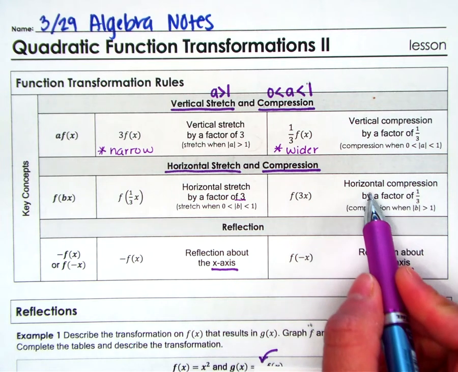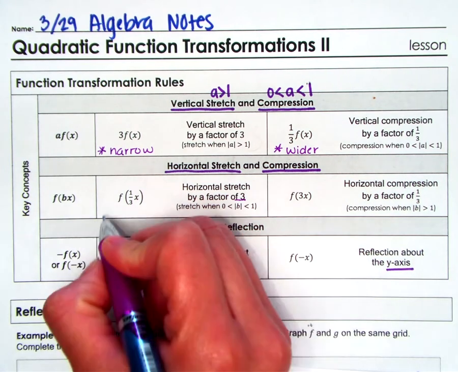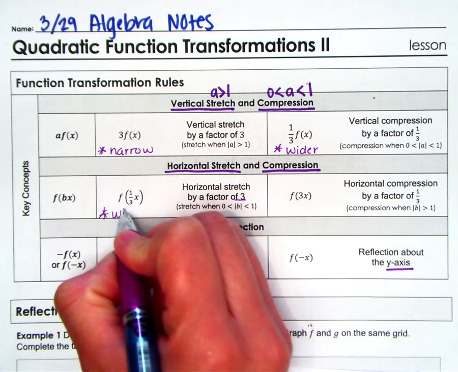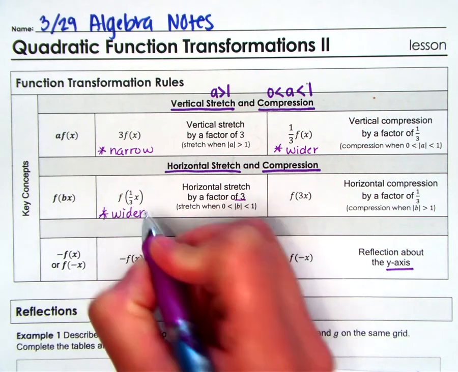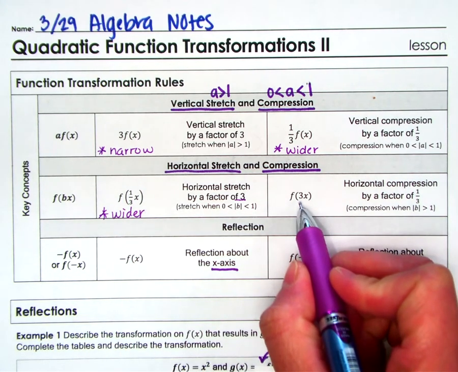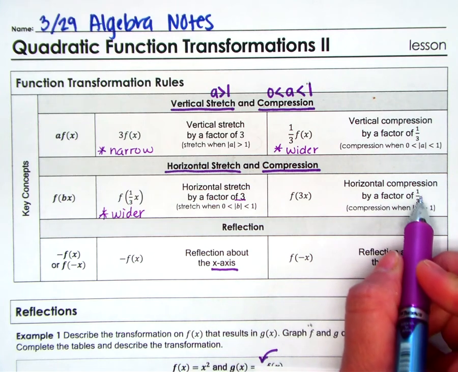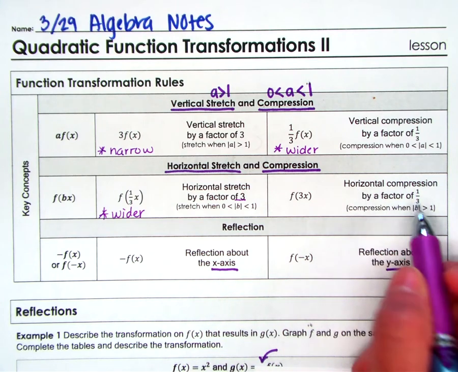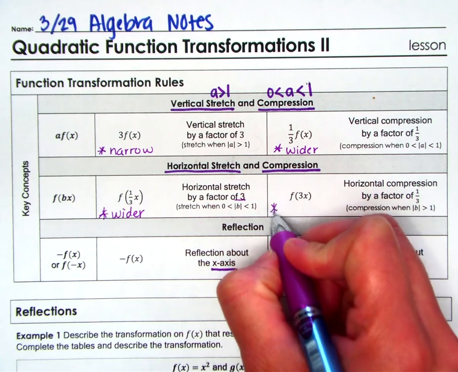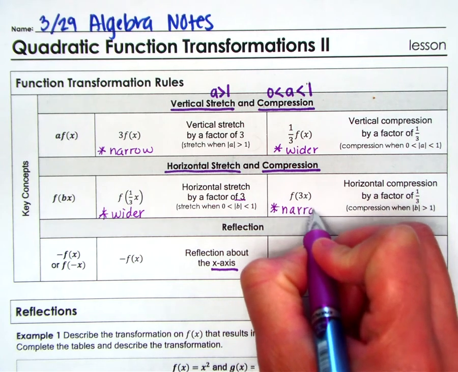Here, this will make your graph wider. When you have multiplication with a value greater than 1 here, then you're going to flip that factor, and that factor is going to be a horizontal compression by 1/3. So this will actually make your graph narrower.